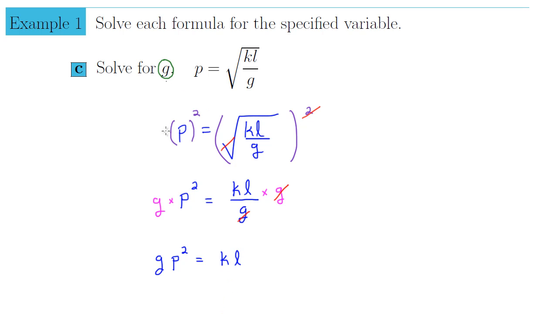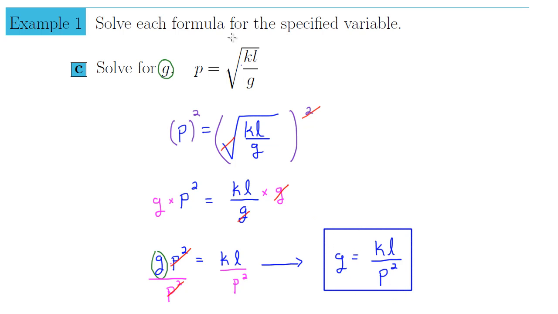Finally, if I remember that I'm solving for g, I need to get rid of this p squared, which is attached by multiplication. So to get rid of multiplication by p squared, I divide by p squared. So these reduce away, and I'm left with g isolated. So I've solved the formula for g. G is equal to KL divided by p squared.